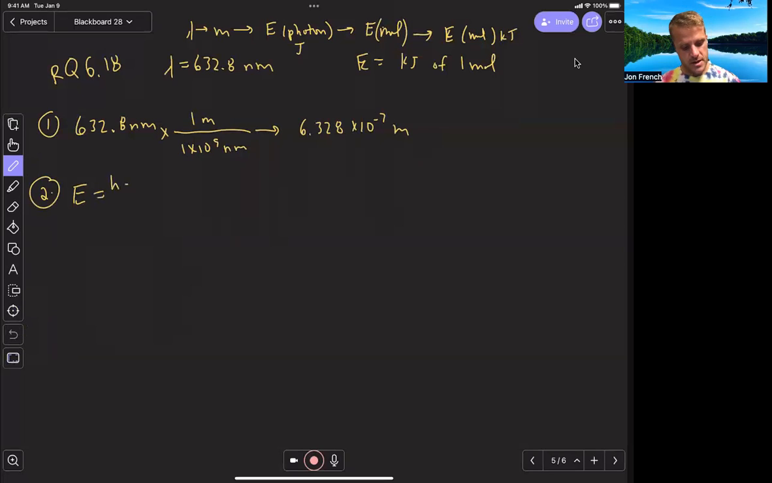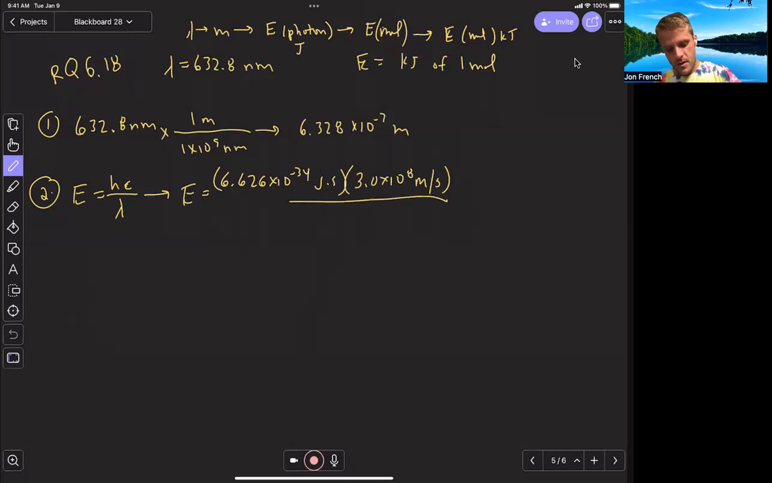Energy equals Planck's constant times the speed of light divided by my wavelength, right? So energy equals Planck's constant, 6.626 times 10 to the minus 34 joules times seconds. Speed of light, 3 times 10 to the 8th meters per second. All over my wavelength, 6.328 times 10 to the minus 7 meters. So seconds cancel out, meters cancel out, and we are left with the energy for 1 photon in joules.